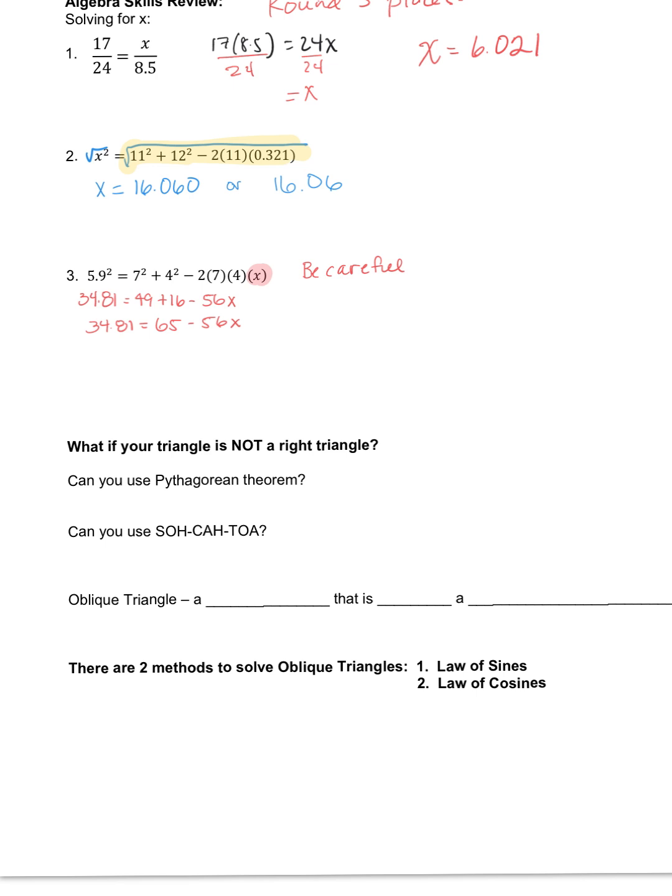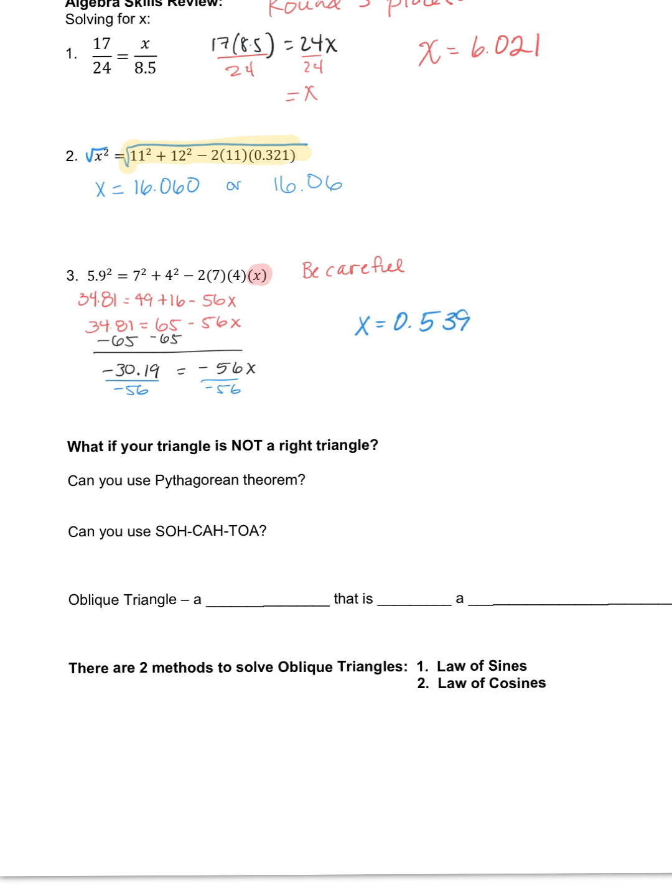And now subtract 65 from both sides. Just going to do it with another color. We get negative 30.19 equals negative 56x. Now we'll divide both sides by negative 56. Okay, so x equals 0.53539.